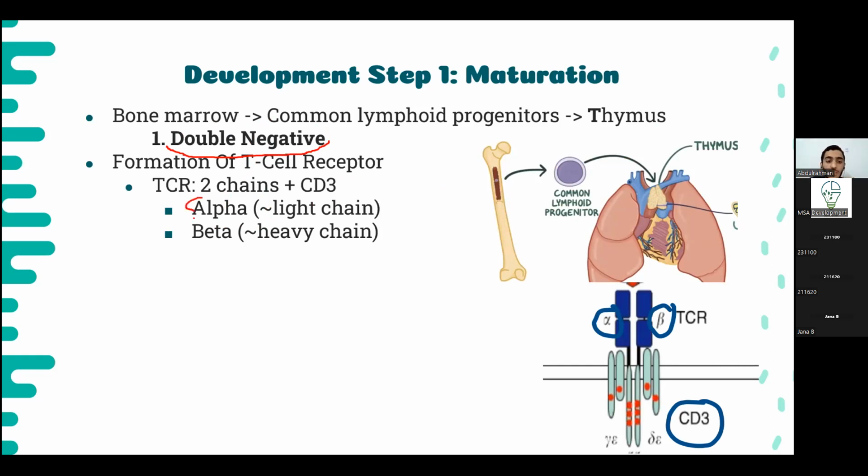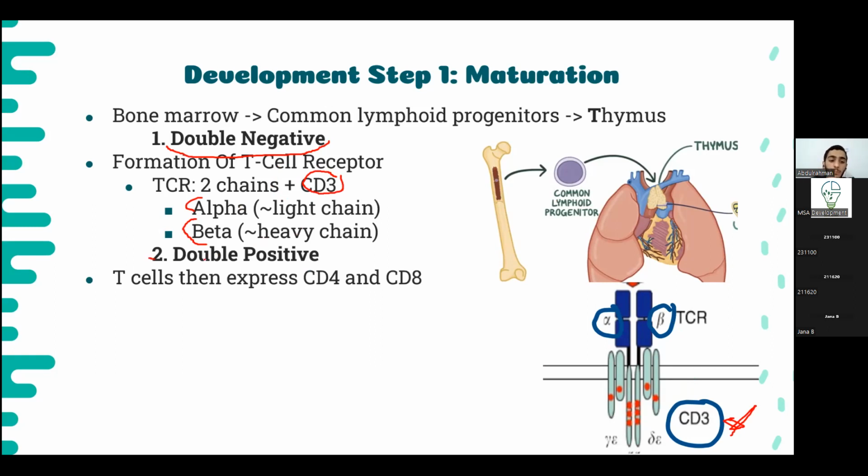There is an alpha chain and a beta chain, but there are no genetic rearrangements that you need to focus on. Just know that there are two chains, the alpha chain and the beta chain. The alpha chain is similar to the light chain on B cells, while the beta chain is similar to the heavy chain on B cells. And then there is CD3. Remember, we said that beside the T cell receptor, there is always a CD3 molecule. With CD3, we now form a complete T cell receptor.